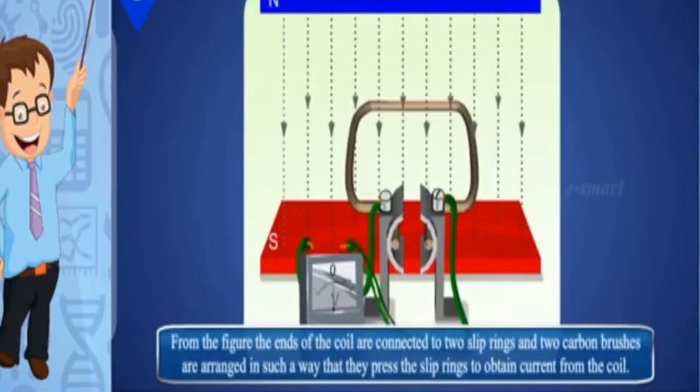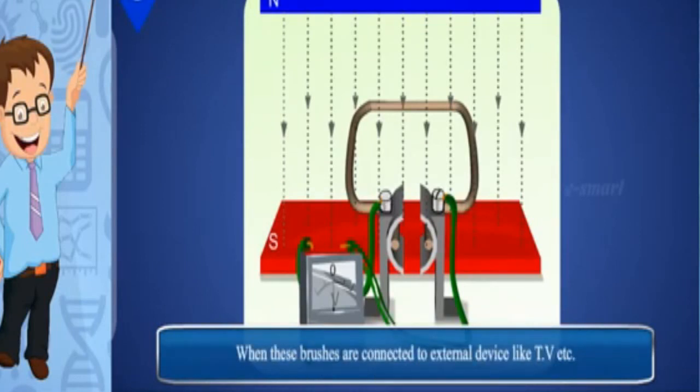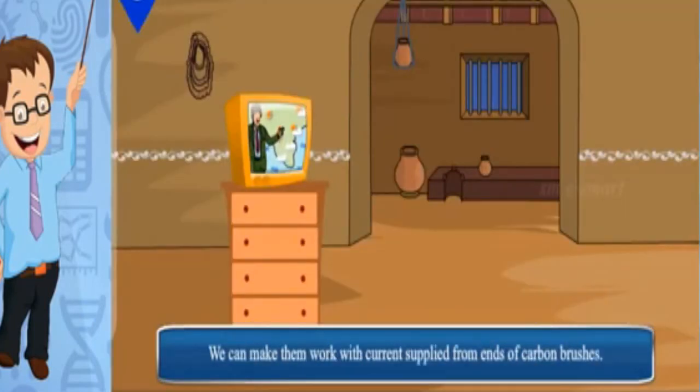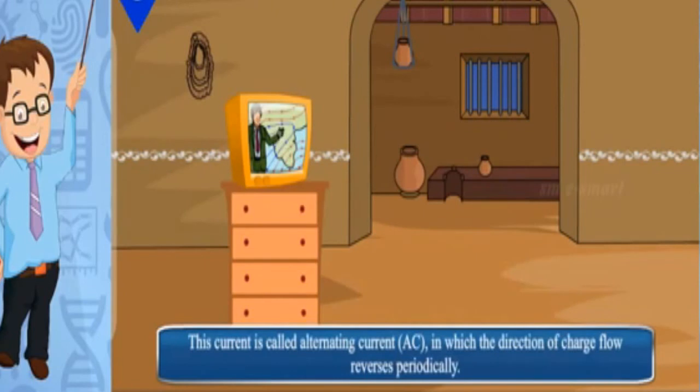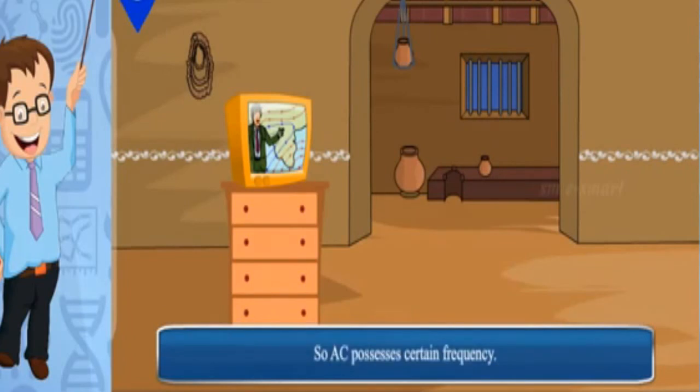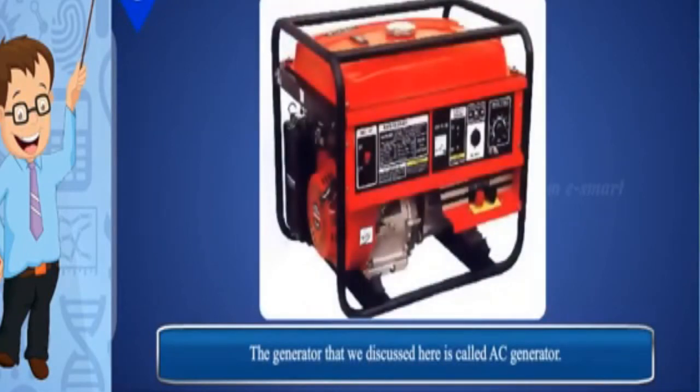Electric generator and direct currents. From the figure, the ends of the coil are connected to two slip rings, and two carbon brushes are arranged in such a way that they press the slip rings to obtain current from the coil. When these brushes are connected to an external device like a TV, we can make it work with the current supplied from the ends of the carbon brushes. This current is called alternating current, that is AC, in which the direction of charge flow reverses periodically. So, AC possesses a certain frequency. The generator that we discussed here is called an AC generator.